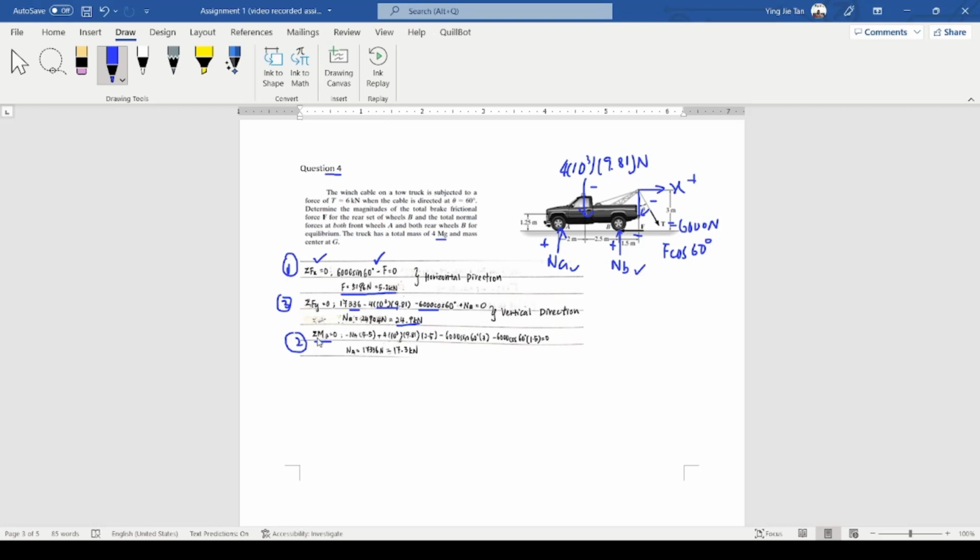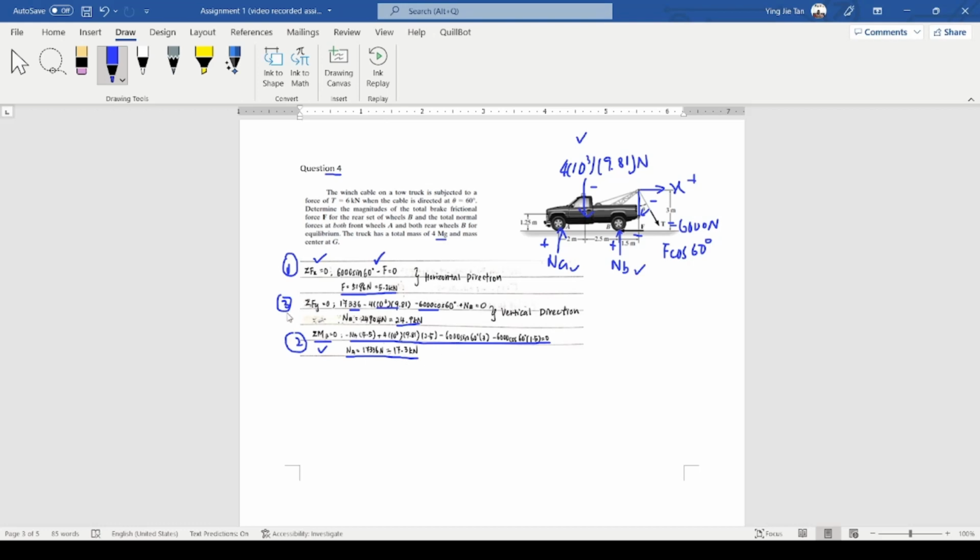Okay, next we check with the M. When M equals 0, then we will find NA. So here we got NA, and then this one, and then the resultant. So after that, you get everything written as a formula. You will find out your NA equals 73 kN.